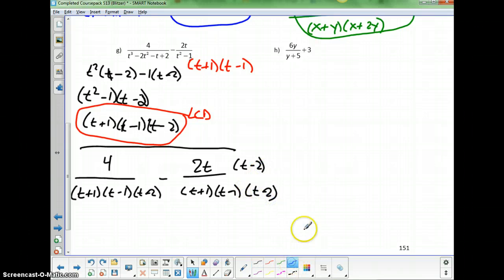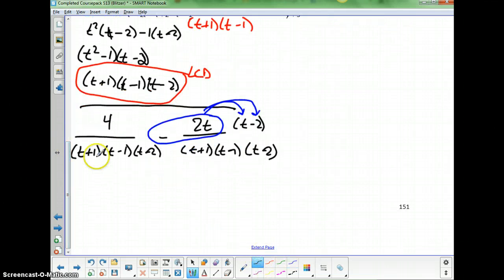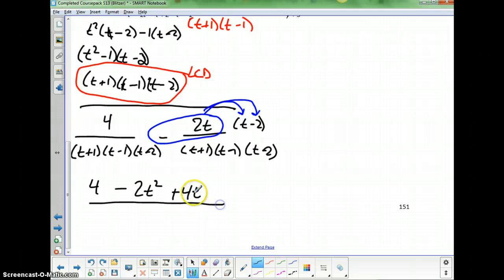Okay, so let's go ahead and distribute. Just to make it easier, since I'm already distributing a monomial, let me distribute that negative with it. Okay, so this is going to turn into 4 minus 2t squared, okay, plus 4t over the common denominator of t plus 1, t minus 1, t minus 2.